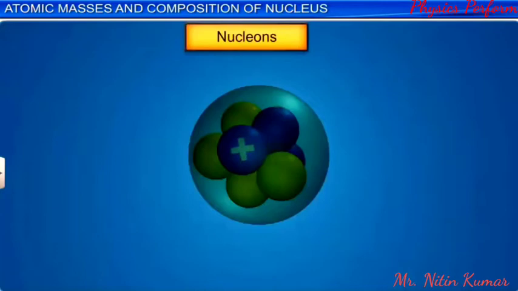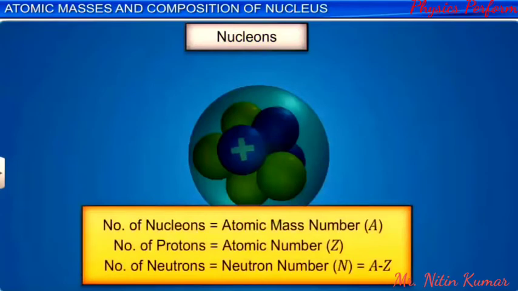The total number of nucleons in a nucleus is called the atomic mass number and is denoted by A. The total number of protons in a nucleus is called the atomic number and is denoted by Z. The total number of neutrons in a nucleus is called the neutron number and is denoted by N.